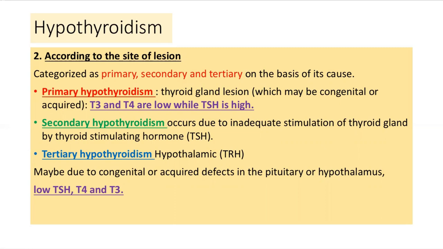في البرايمري hypothyroidism بنلاقي ان ال TSH high وان ال T3 وال T4 low، بس في السكندري وفي التيرشري بحيث ان الديفكت بيبقى higher in level either in the pituitary أو in the hypothalamus، فبنلاقي low TSH و T3 و T4 و free T3 و free T4.